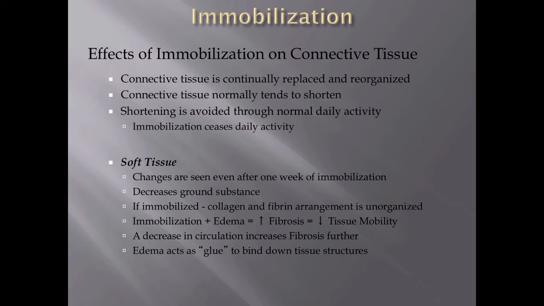So your tissue mobility goes down, your fibrosis goes up. You also have a decrease of circulation because your demands at the body part are lessened, so you aren't getting as much circulation, not as much movement, which increases your fibrosis. And then whenever you add edema to it, the edema with injury is more sticky, and it tends to glue or bind down soft tissue structures.